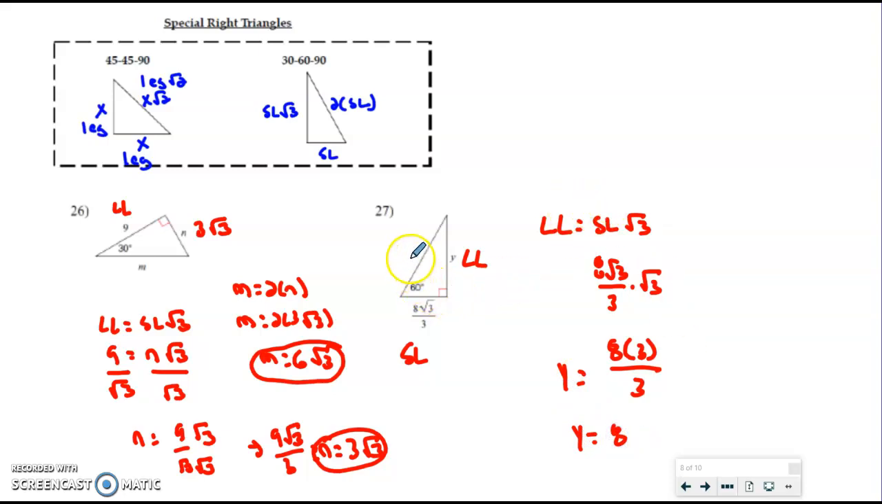Okay? If I look at the hypotenuse, I know my hypotenuse is twice my short leg. So I'm taking 2 times 8 square root of 3 over 3. So x is just going to be 16 square root of 3 over 3.